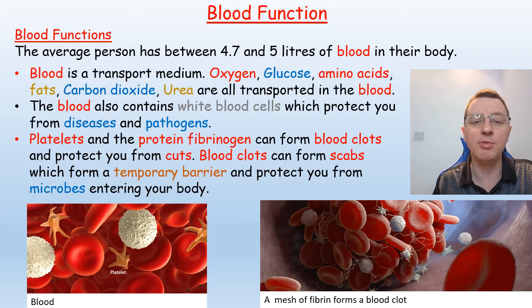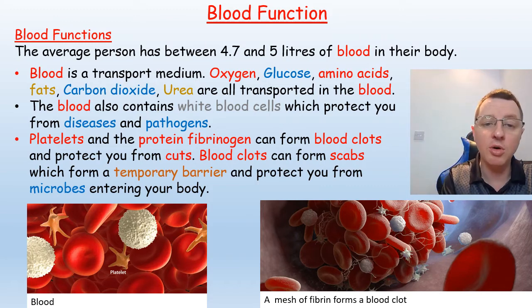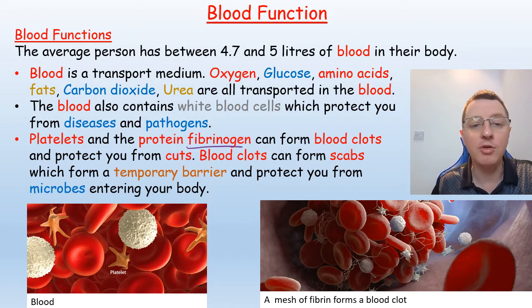The average person has between 4.7 and 5 litres of blood in their body. And as we've already said, the blood is a transport medium. Oxygen, glucose, amino acids, fats, carbon dioxide, urea are all transported within the blood. The blood also contains white blood cells, which will protect you from disease and pathogens. The blood also contains platelets and a protein called fibrinogen. And the two of these together can form blood clots and protect you from cuts. Blood clots can also form scabs, and a scab on your skin is a temporary barrier to protect you from pathogenic microbes that might enter your body and cause you illness.